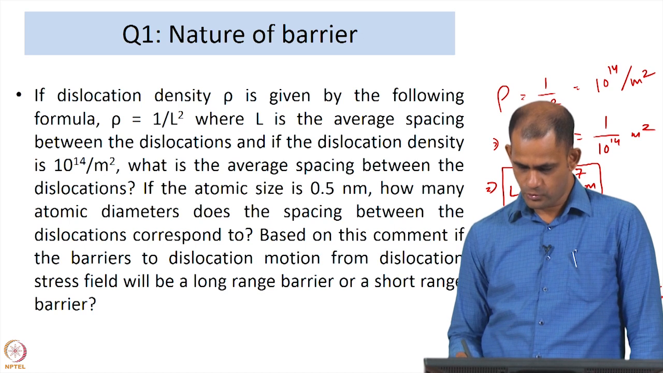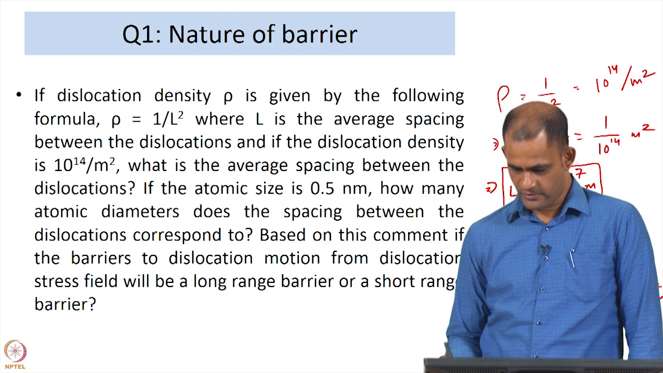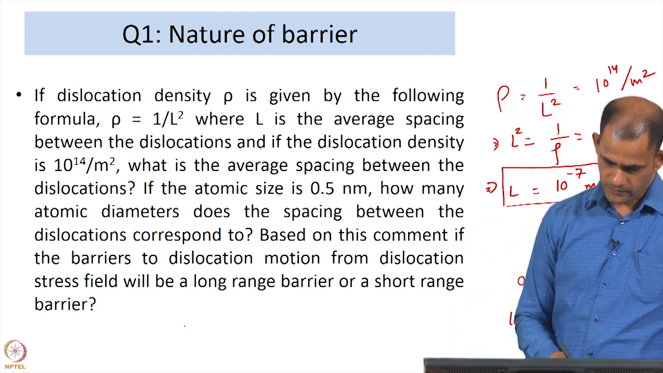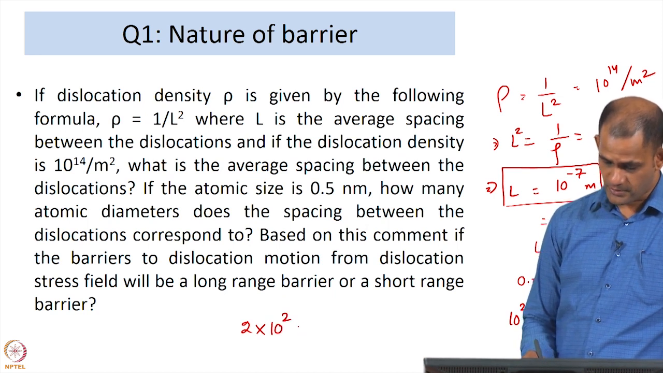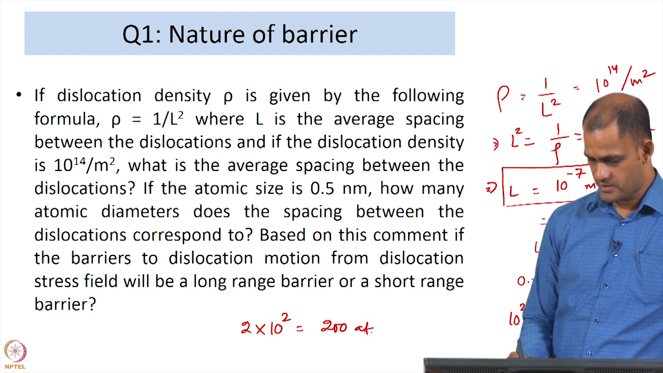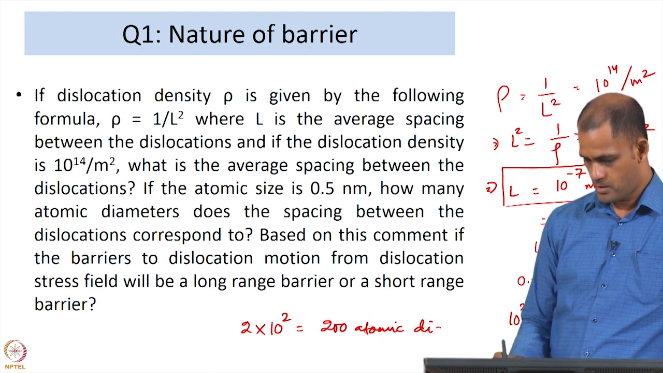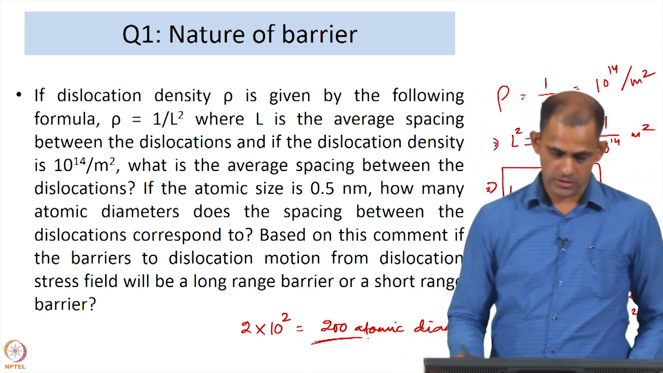So, 10 to the power 2 nanometers will correspond to 1 by 0.5 into 10 to the power 2, that is equal to 2 into 10 to the power 2 atomic diameters. So, the average spacing between the dislocations approximately corresponds to 2 into 10 to the power 2, which is 200 atomic diameters. So, this is the effect.